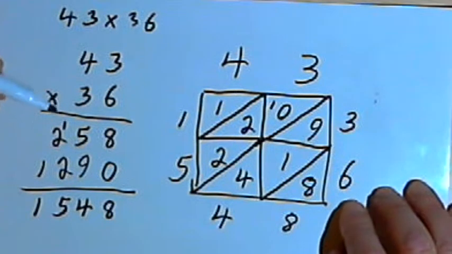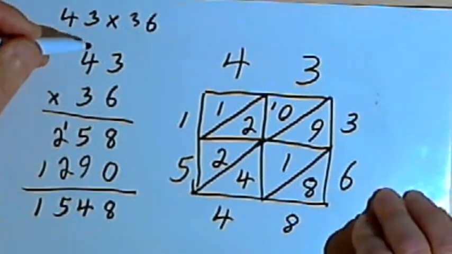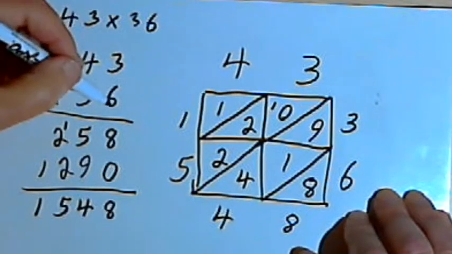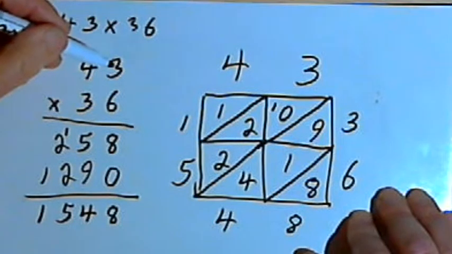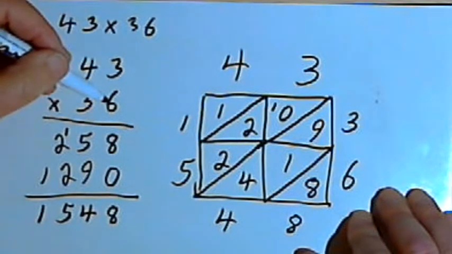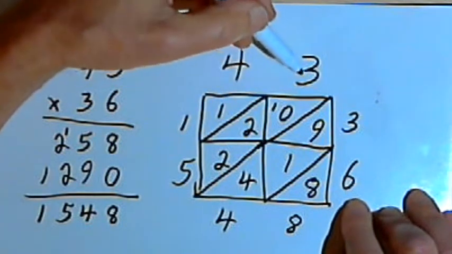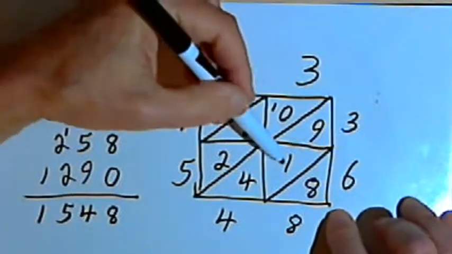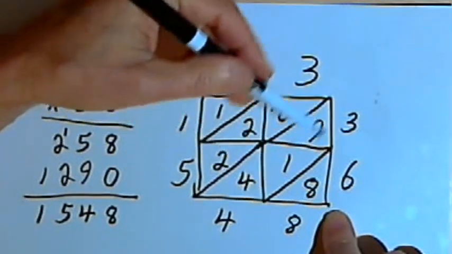So what I want to do is compare these two methods and see why the lattice method works. So here's what's happening. Going back to the first version, when I multiplied the 6 times the 3, I had to carry a 1. I had an 18, I had to remember to carry a 1. In the lattice version, when I multiply the 6 times the 3, I actually write the 1. I write that in what's going to become the second diagonal.